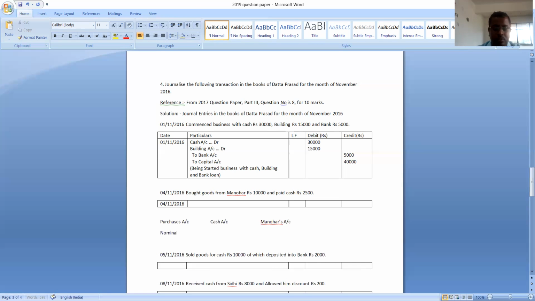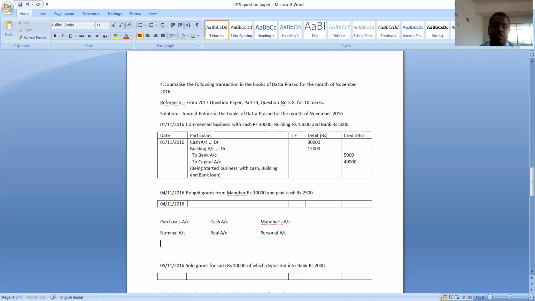Purchases account is which account? It is nominal account. Cash account is which account? Actually, it is a real account because it is an asset. Manohar's account is which account? It is a personal account. Understood? So, purchases account is nominal account, cash account is real account, Manohar's account is a personal account.